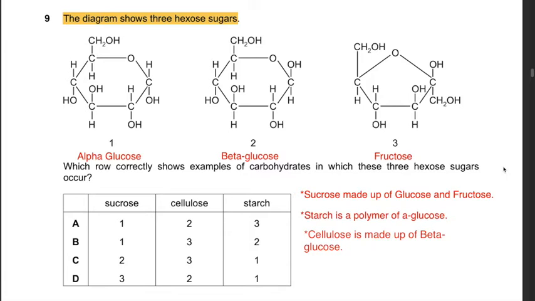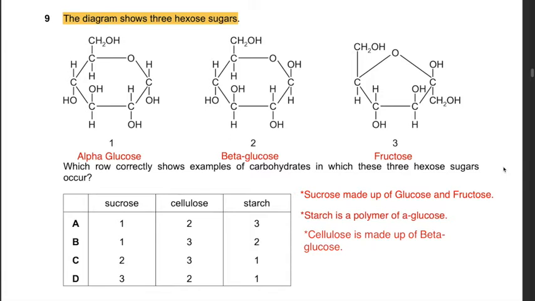How do we know which one is alpha and which one is beta? We have to consider the OH group on the first carbon atom that lies on the right side after the oxygen atom. If the OH group lies below the plane, then that is alpha glucose. If the OH group lies above the plane, then that is beta glucose.